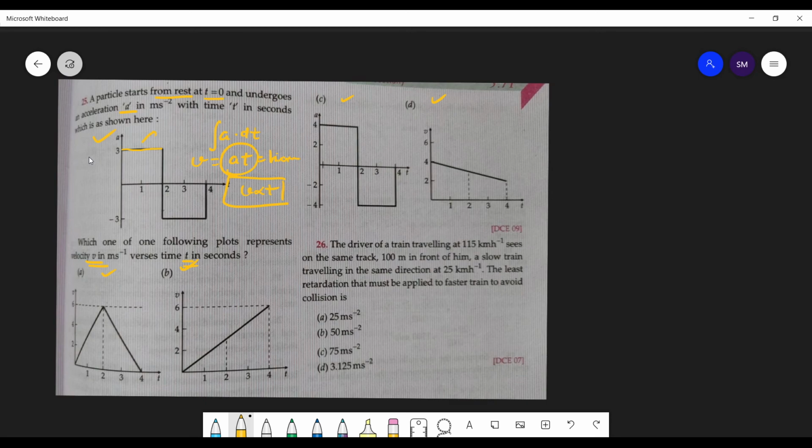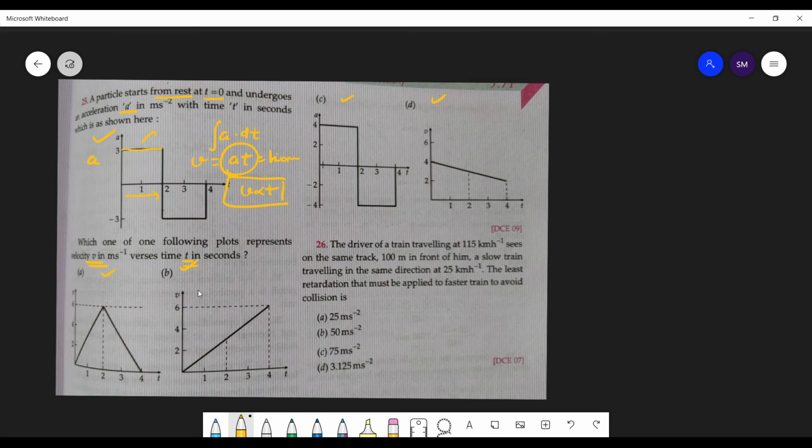But here, the area of this graph, which is a into 2, is the velocity 2a in this time. So 2 into a: a is 3, time is 2, so the velocity is 6 at time 2. This is a very good question, students, to understand.